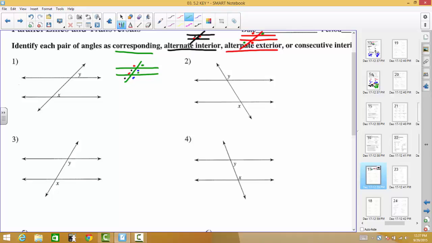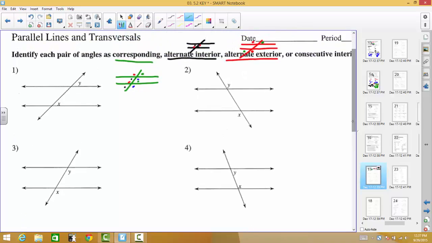And the last one says consecutive interior. Consecutive interior are the same side interior, and these are not the same. These add to give you 180 degrees. So that's the new one. We have not done that, consecutive interior. Okay, so how about if I do the second column with you?